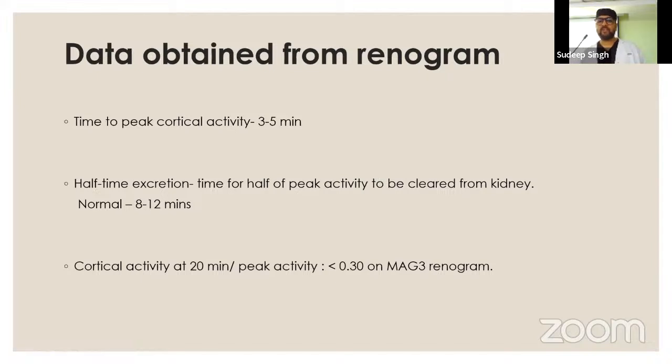So data obtained from the renogram, the time to peak cortical activity at 3 to 5 minutes. The half excretion time is calculated. It is the time for half of the peak activity to be cleared from the kidney. Normally it is 8 to 12 minutes. The cortical activity at 20 minutes divided by peak activity is less than 0.3 on MAG3 renogram.